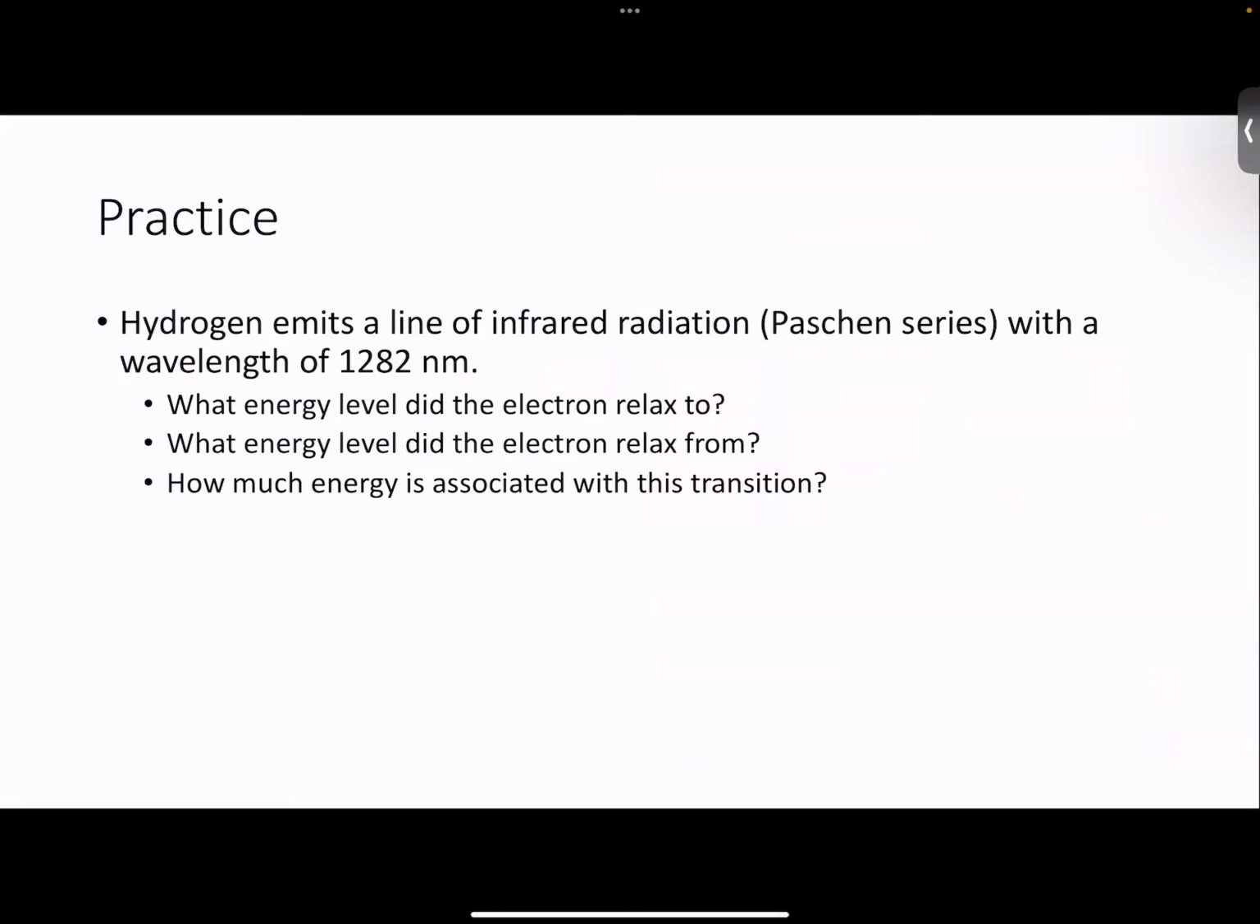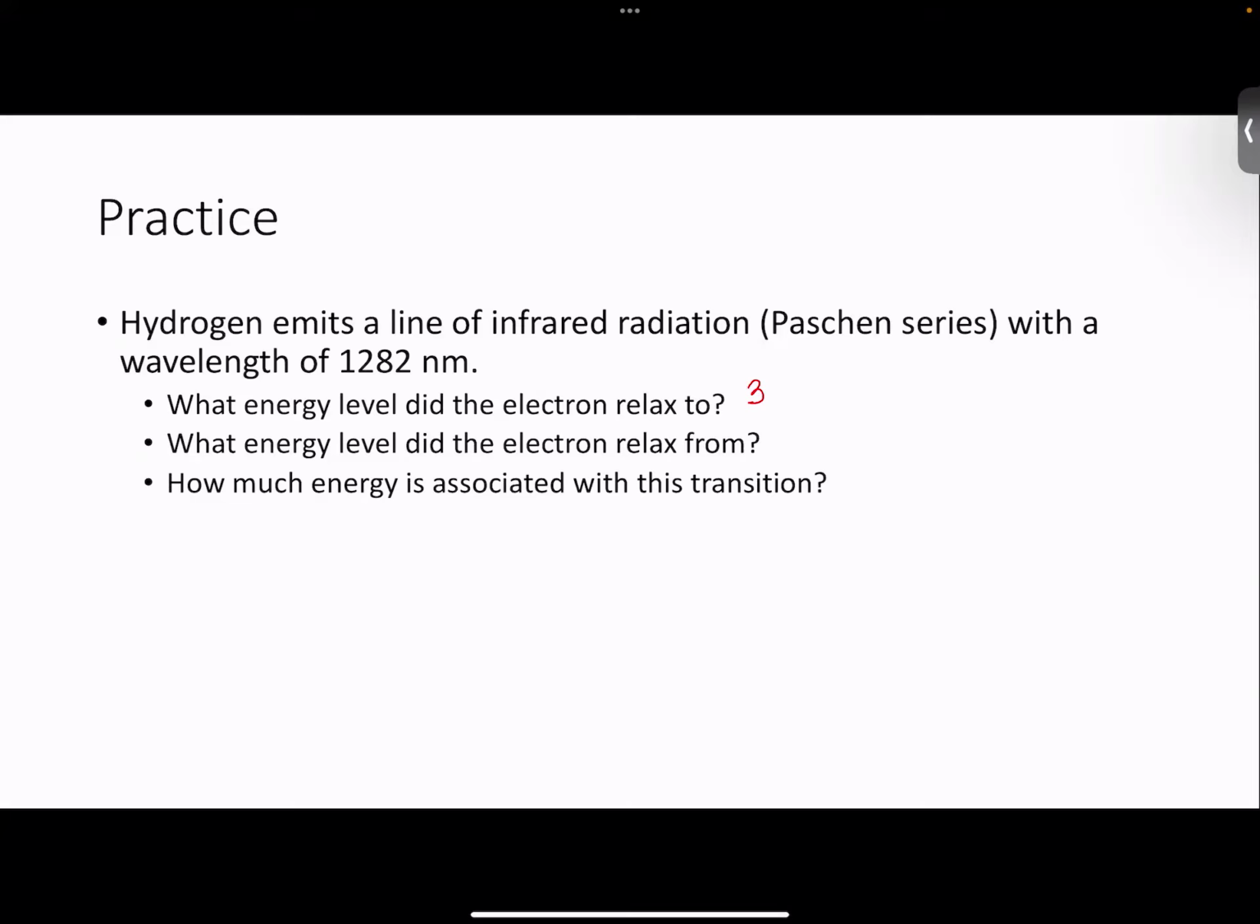So at the end of last class, we were working on this problem where hydrogen emits a line of infrared radiation with a wavelength of 1282 nanometers. The first question was, what energy level did the electron relax to? Well, anytime you're getting infrared radiation, that means that the electron relaxed to 3.